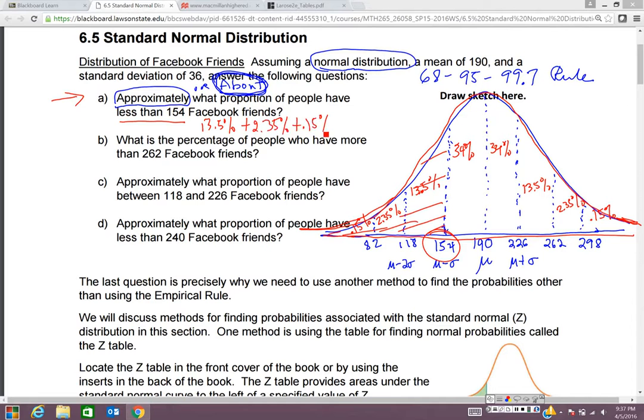Alright, if you add that up in your calculator, that gives us 16%, and if we change that to a decimal, it's the same thing as 0.16. So about 16% of people have less than 154 Facebook friends. So only about 16% of people, if these numbers are accurate. Of course, this may be outdated numbers, but you get the gist. Alright, so approximately 16% of people have less than 154 Facebook friends.